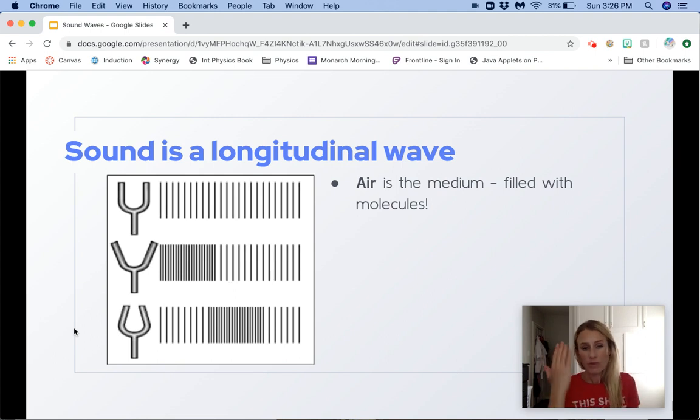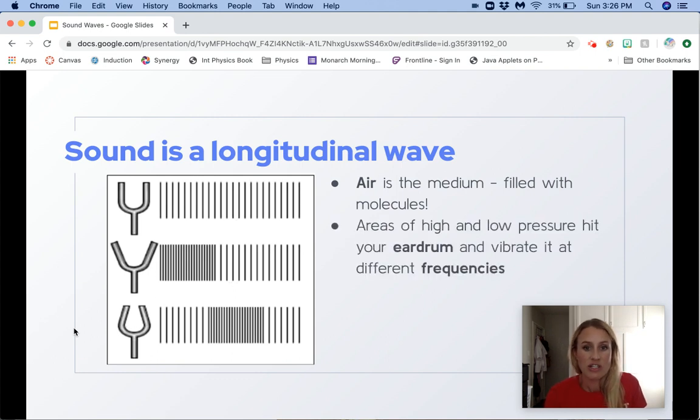So with this longitudinal wave, these sound waves that you hear, air is our medium. Remember, mechanical waves, not all waves, but mechanical waves, need a medium to travel through. So air here is our medium. Now, of course, sound waves can travel through water, and they can travel through solid materials as well, but air for the most part is our medium, and it's filled with molecules, and those are the things that are getting compressed together and spread apart, creating those pressure differentials in the longitudinal wave.